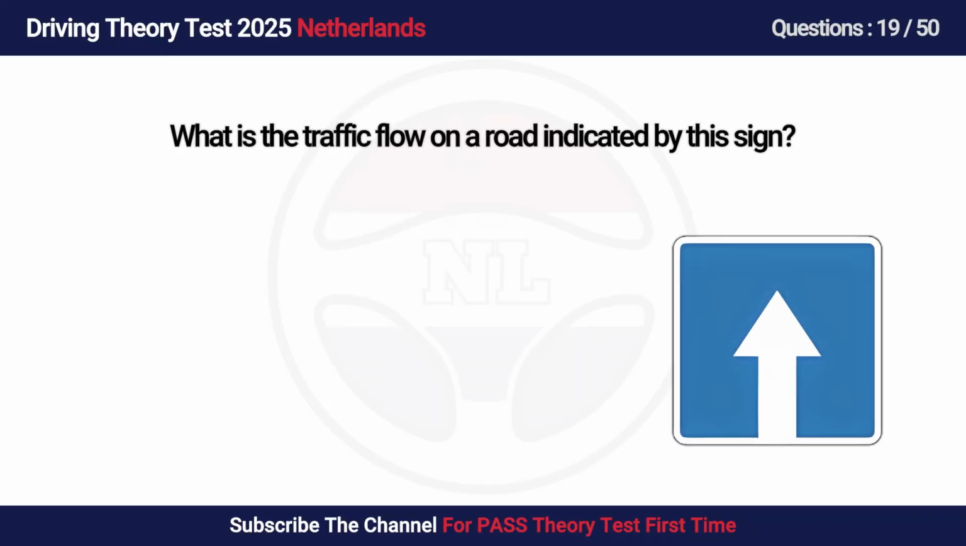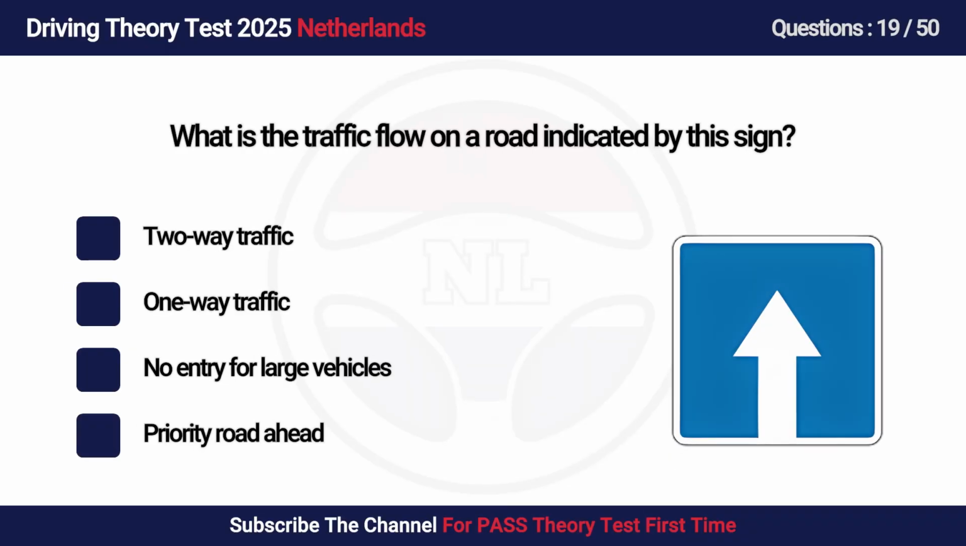Question 19. What is the traffic flow on a road with this sign? A. Two-way traffic. B. One-way traffic. C. No entry for large vehicles. D. Priority road ahead.